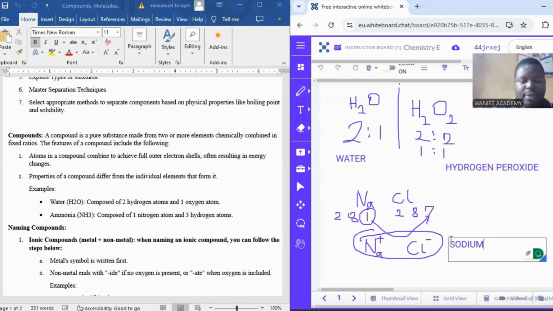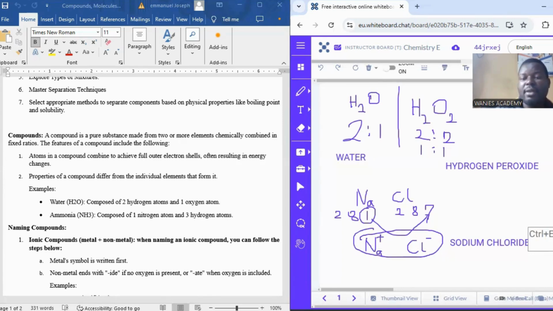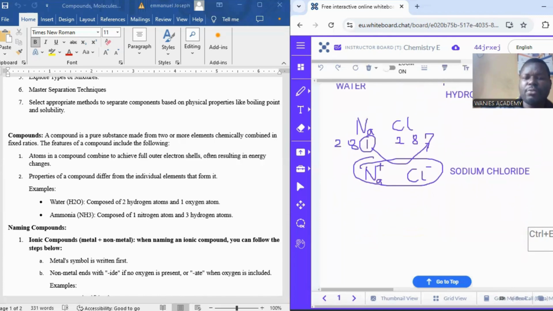So, and that is how they achieve stability in the process. Okay, so this is peculiar with ionic compounds. For covalent compounds, what they do is they share the electron, just like in the case of water. Okay, let's quickly look into that too.